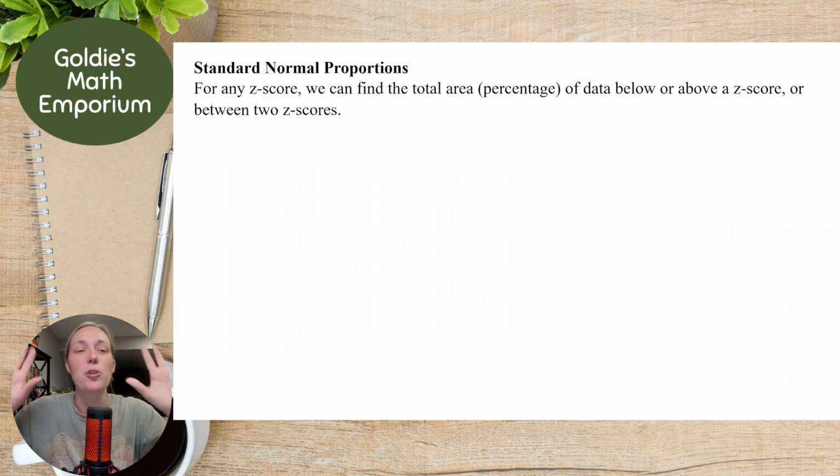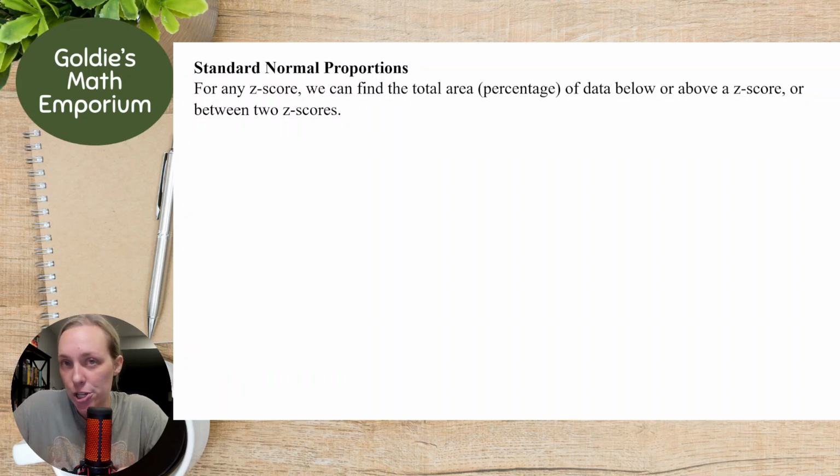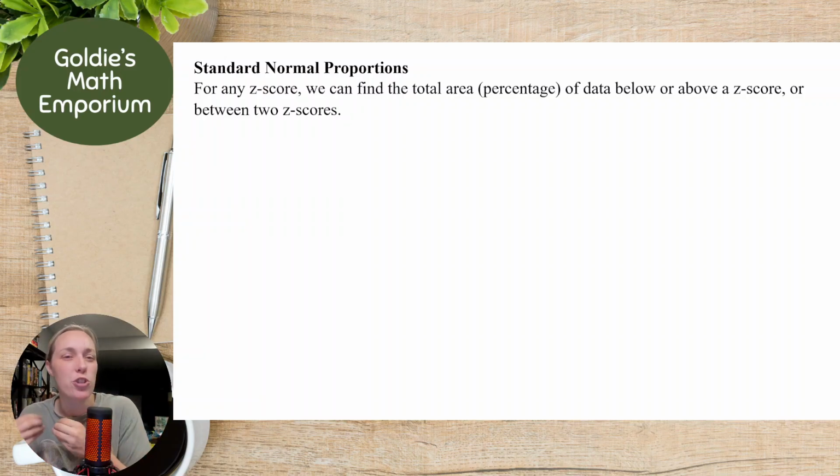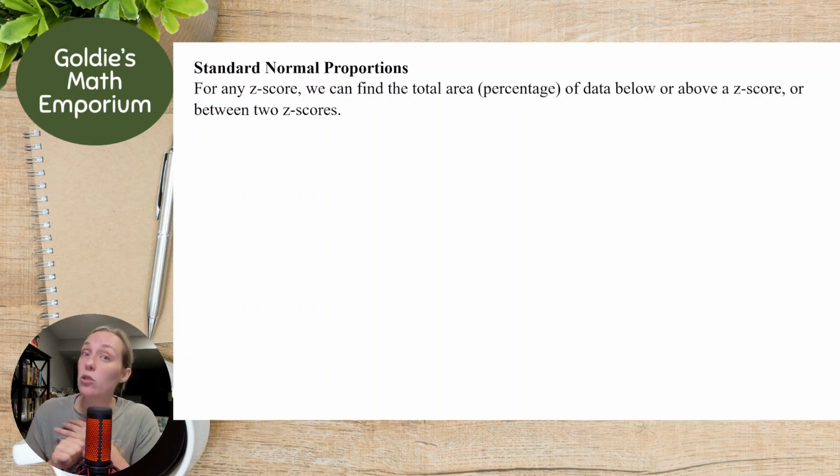That is pretty special. So, standard normal proportions. For any z-score, we can find the total area, or we say total percentage, or total proportion, right? We kind of use those words interchangeably. So you'll see it called area, you'll see it called percentage, and you might see it occasionally called proportion. Later on in the course, you'll see it called probability, okay? But all of these are going to be finding the same thing. It's the percentage of data below, above, or between z-scores.